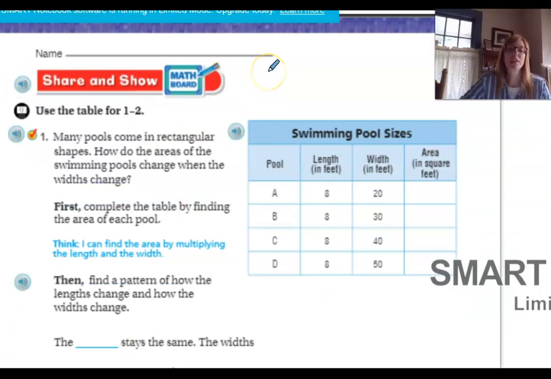And it says share and show. We're going to skip the share and show because my laptop doesn't like to work all the time. So if I can get it to work, I'll tag it on to the end of the video.